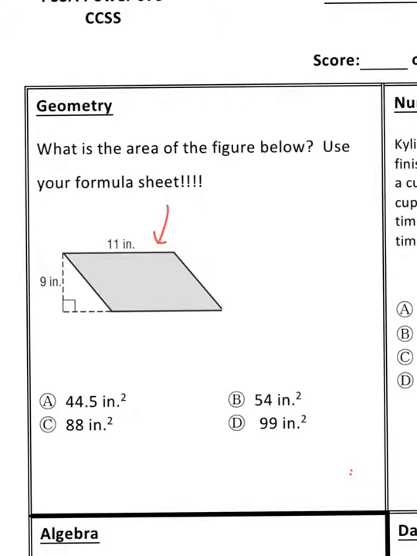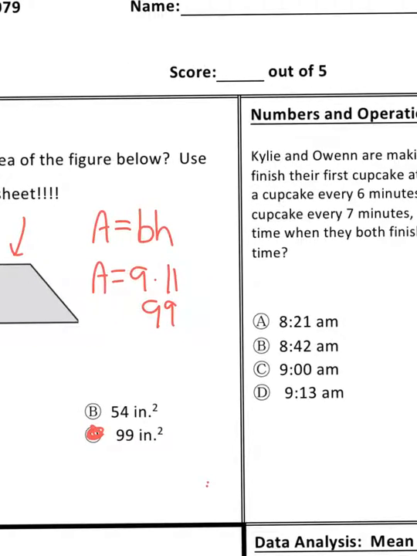First, what is that figure? It's not a trapezoid. That is a parallelogram. And the formula for area of a parallelogram is just base times height. Next, substitute. Area is 9 times 11, and that would be 99. So if you had 99 square inches, give yourself a C. If you used the wrong formula, be careful that you are choosing the correct shape.